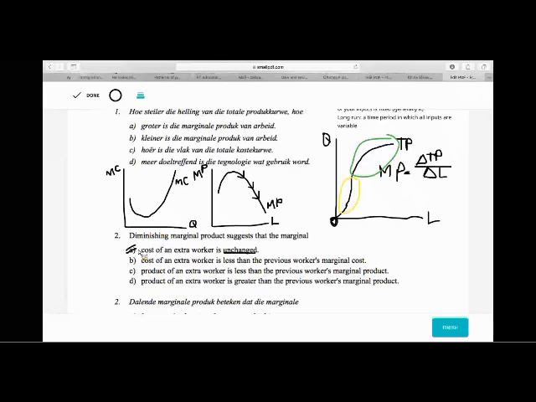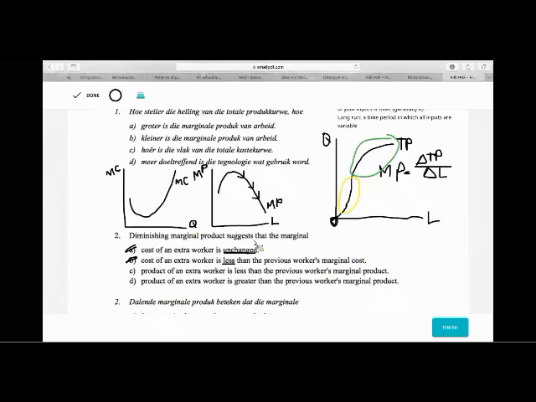So A is wrong. B then says diminishing marginal product suggests that marginal cost of an extra worker is less than the previous worker's marginal cost. So that is incorrect because if there's diminishing marginal product, it means that the cost of an extra worker will be greater than the previous worker's marginal cost. Because if you are marginally less productive, you are marginally more costly. So B is incorrect. The only way B could have been correct is if this had said an extra worker is greater than the previous worker's marginal cost.